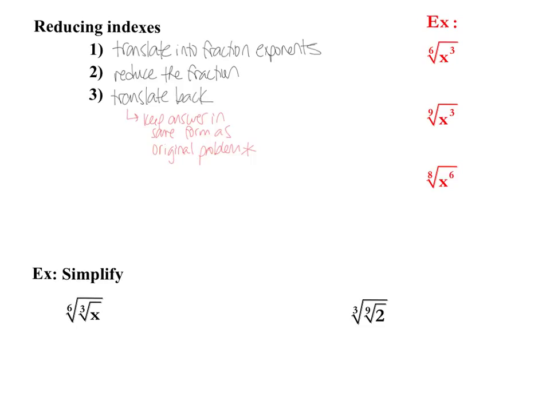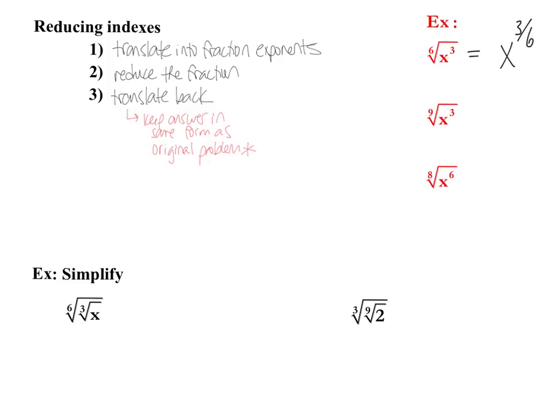So here's the cool and fun part: for reducing indexes like these examples over here in red, these fractions all reduce. It's actually really quick, but I need to explain where the thought process is on how to do these. To reduce indexes, the first thing you want to do is that translation. So turn that back into a fraction, meaning turn this into x to the 3 over 6.